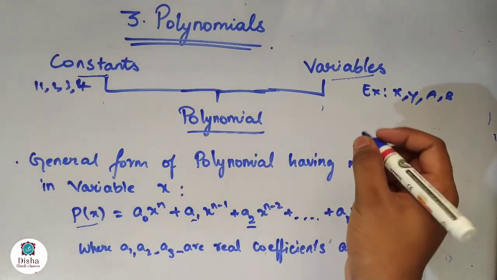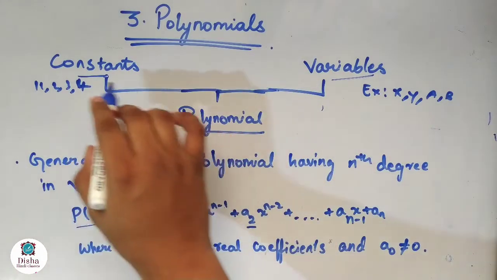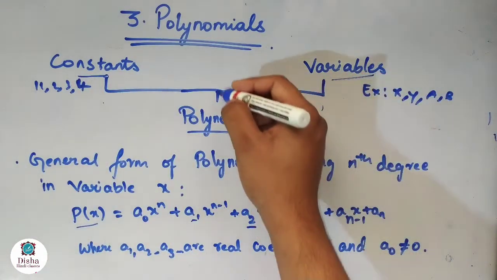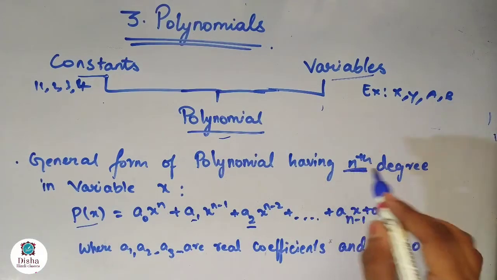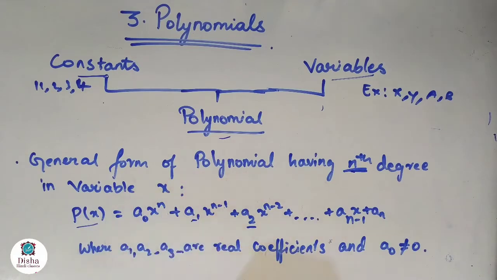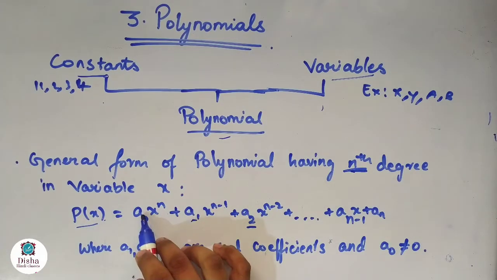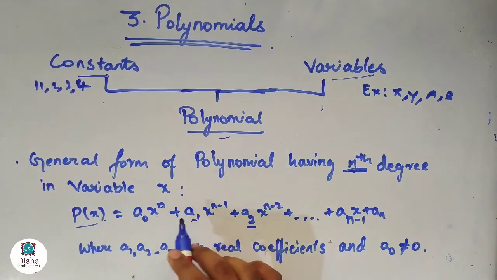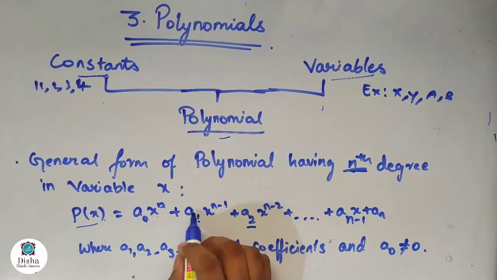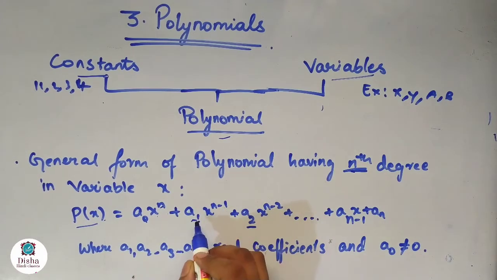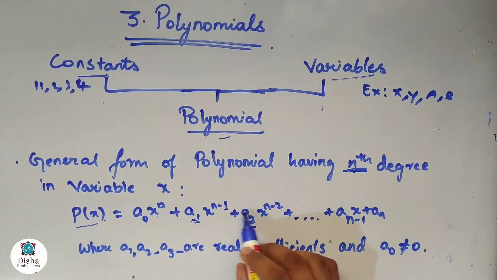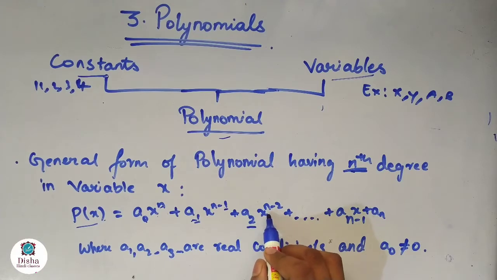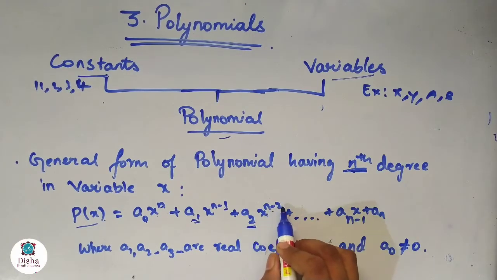As per the definition we have seen that the constants and variables make up the polynomial. So let us see now the general form of a polynomial having nth degree. The degree is n in variable x. So p of x equals a naught x power n plus a1 x power n minus 1, plus a2 x power n minus 2, and so on.